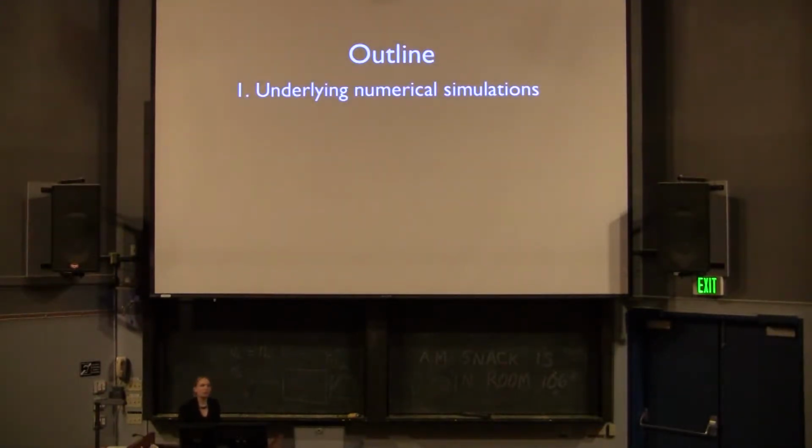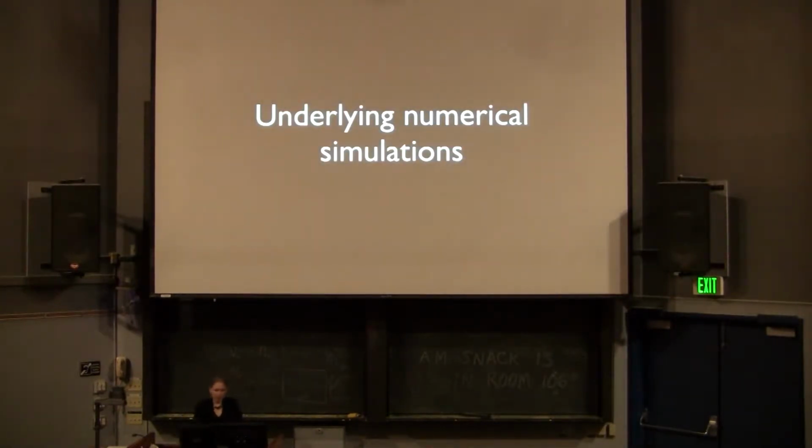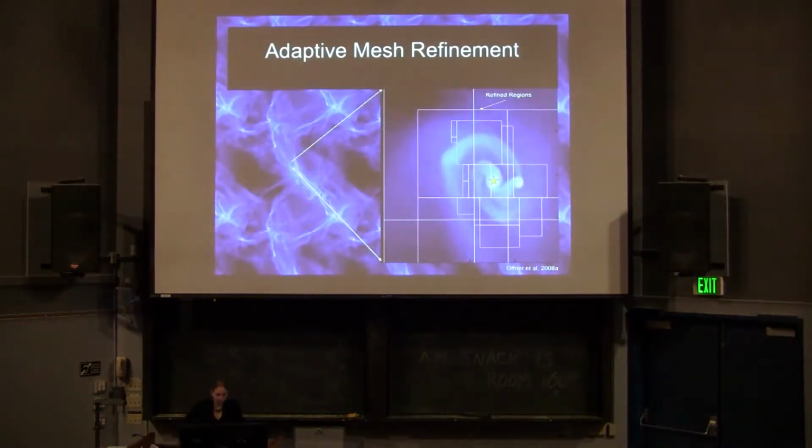Okay, so for these 3 different projects I'm going to talk about, first I'm going to talk about the underlying numerical simulations, and then I will talk about these particular projects so I don't have to revisit the numerical details each time. So I'm going to talk about a project using Hyperion, one using CATSA, and one using RedMC. So first, the underlying numerical simulations.